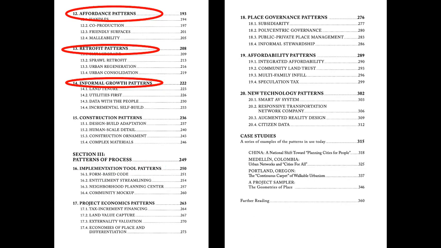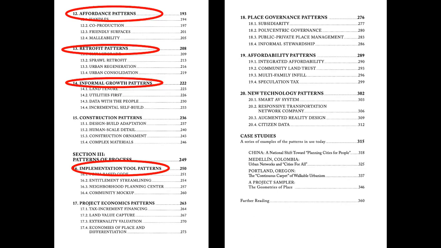Dealing with utilities, which is often the most important part of an informal settlement, giving them the power of data. It's quite remarkable how many slums and informal settlements are now being improved through the ability to have cell phones and the ability to have information about the location of their homes and the addressing and so on. Incremental self-building obviously going on in those places as well. Construction patterns obviously are taking many of those ideas forward.